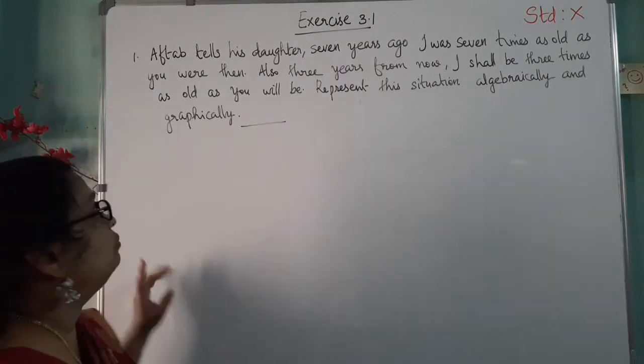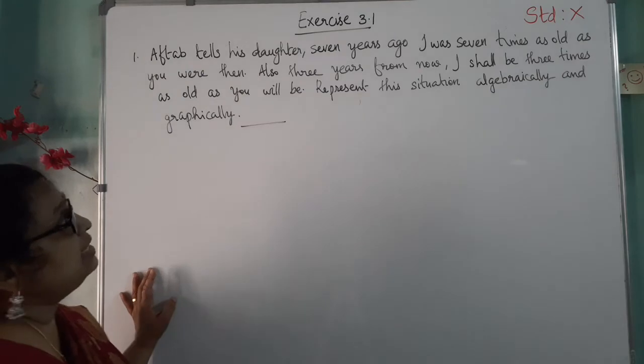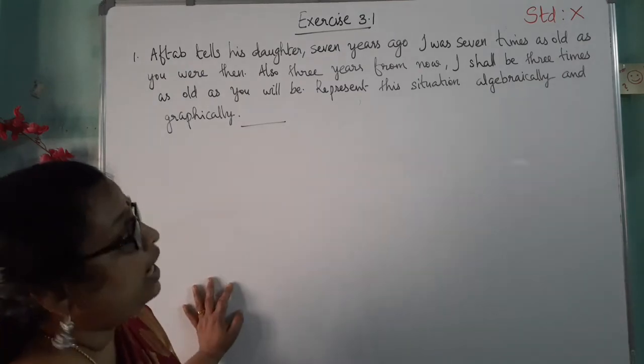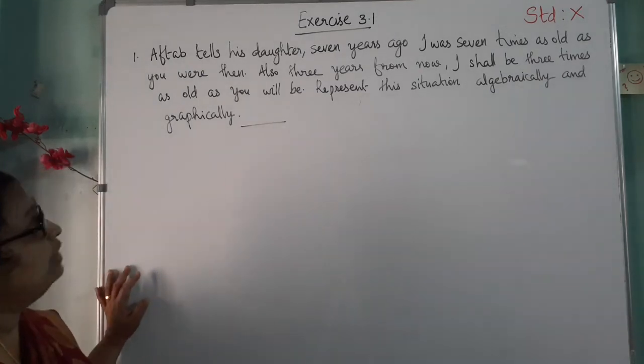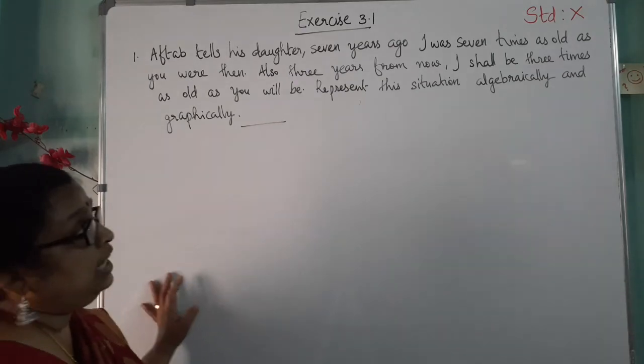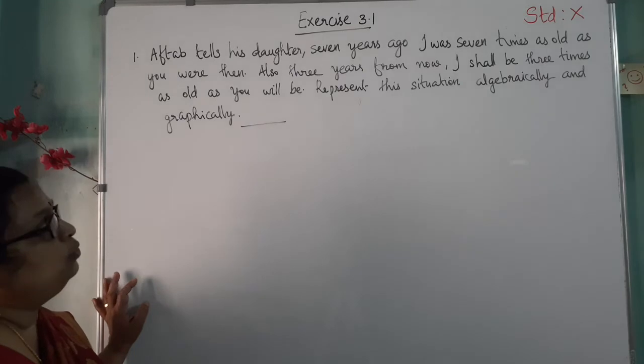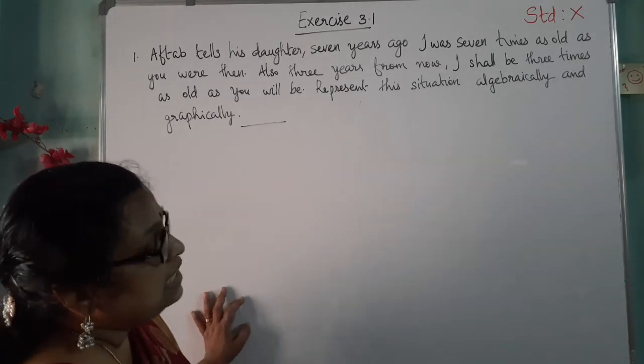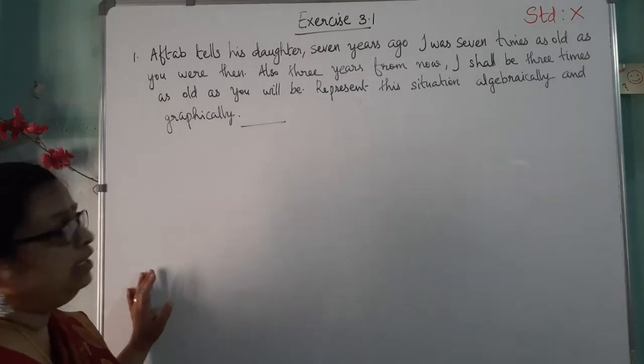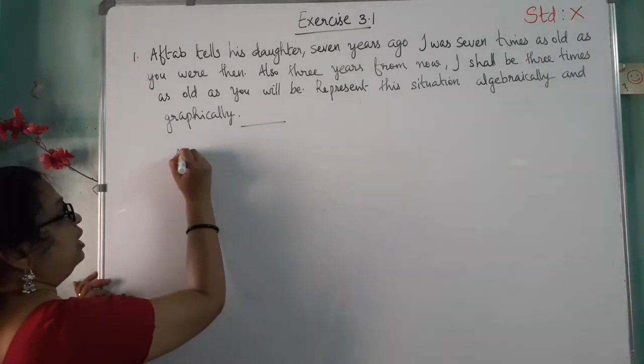Exercise 3.1, first question. Aftab tells his daughter, 7 years ago I was 7 times as old as you were then. Also, 3 years from now I shall be 3 times as old as you will be. Represent this situation graphically and algebraically. First, algebraically.